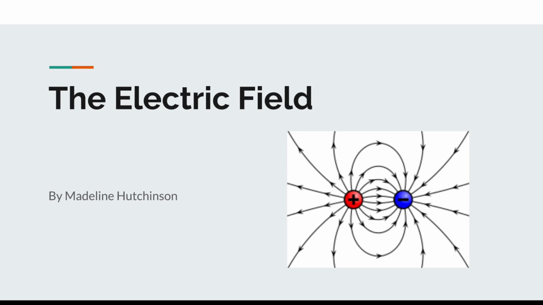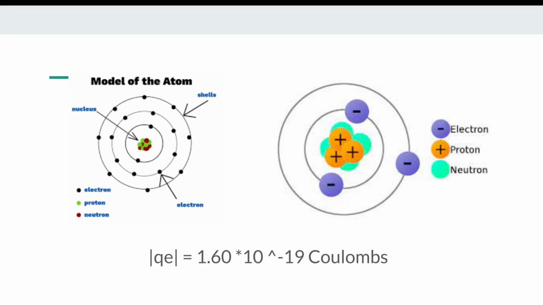But how is a field charge created in the first place? Let's look at the atom. Protons have a positive charge and electrons have a negative charge. The charge is positive if there are more protons, negative if there are more electrons, and neutral if they are even in value. Charge is measured in coulombs, and a single electron has a charge of 1.60 times 10 to the negative 19th coulombs.